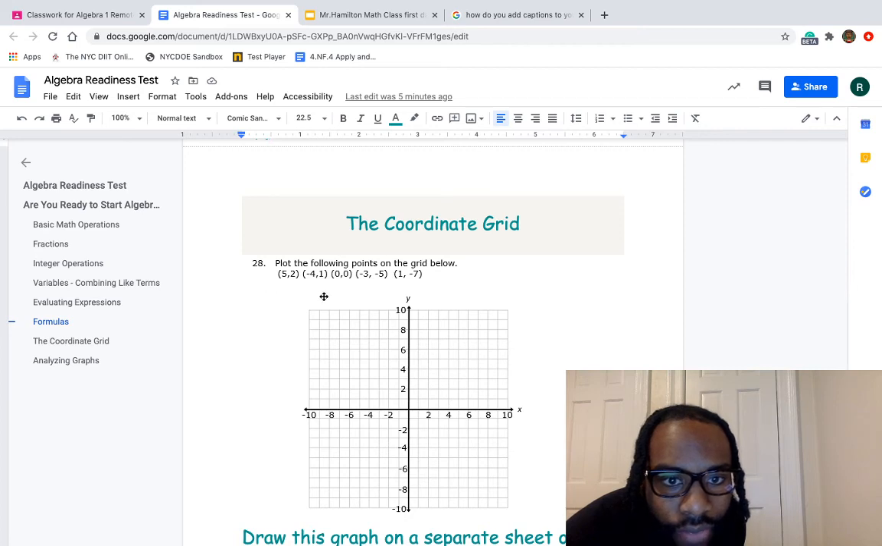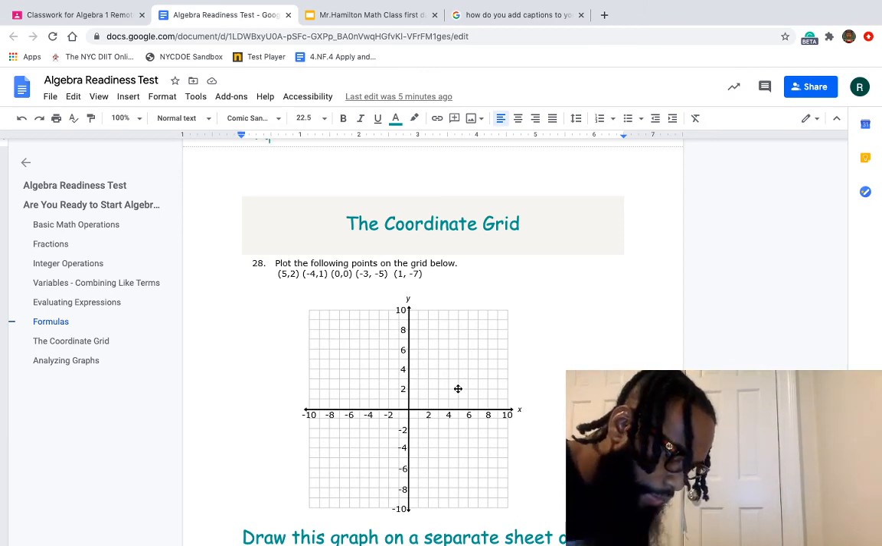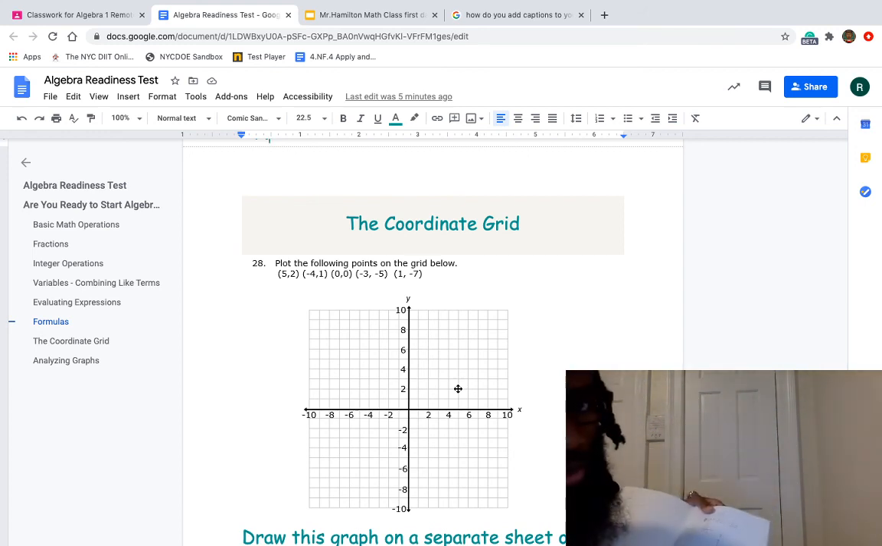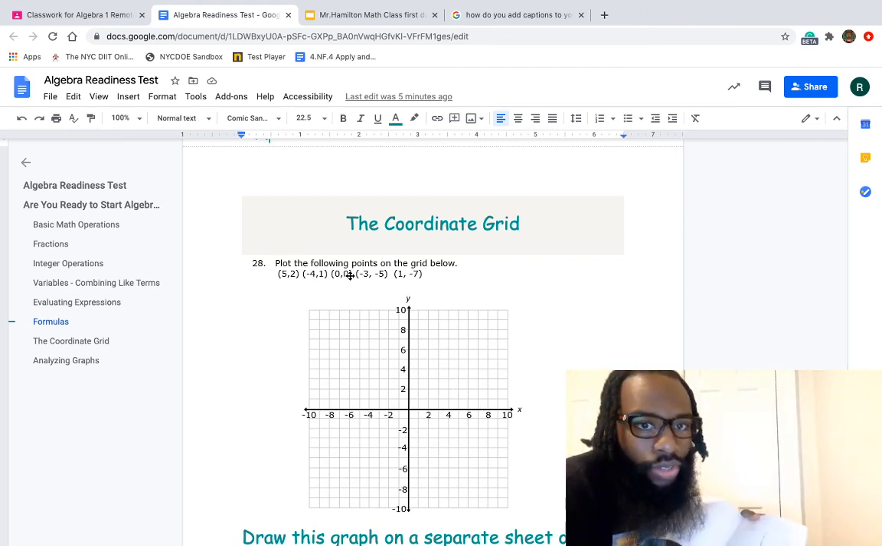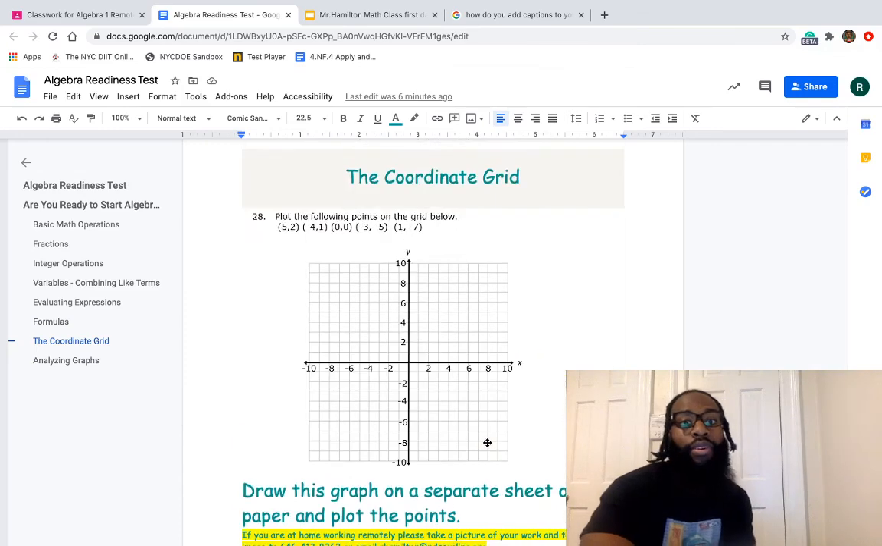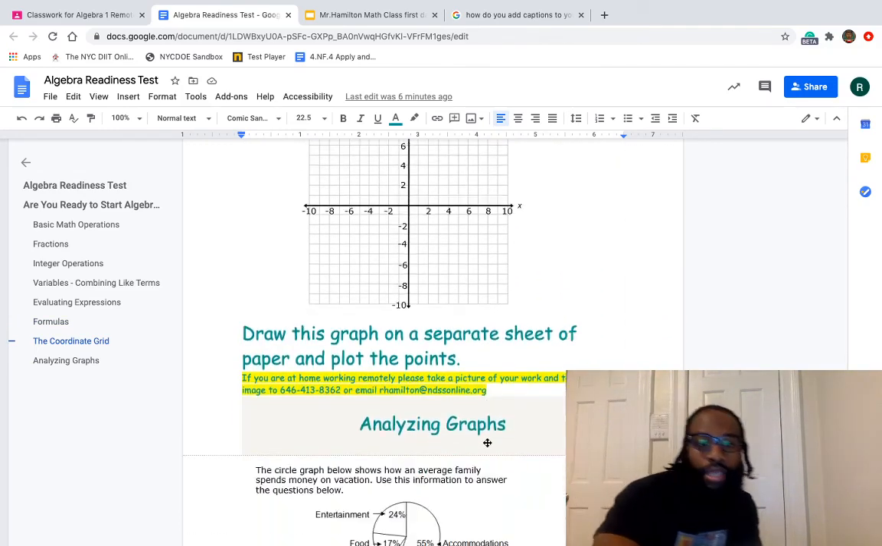Nope. X is 5, yep. And then 2 on the Y would be right here. So this point would be right here. So I'll plot it, 5, 2. I don't know if you guys can see this, but this is how I would plot my first point. And then you have 1, 2, 3, 4 more to go. All right, so that has to be done on paper. That has to be done on paper and sent to me.